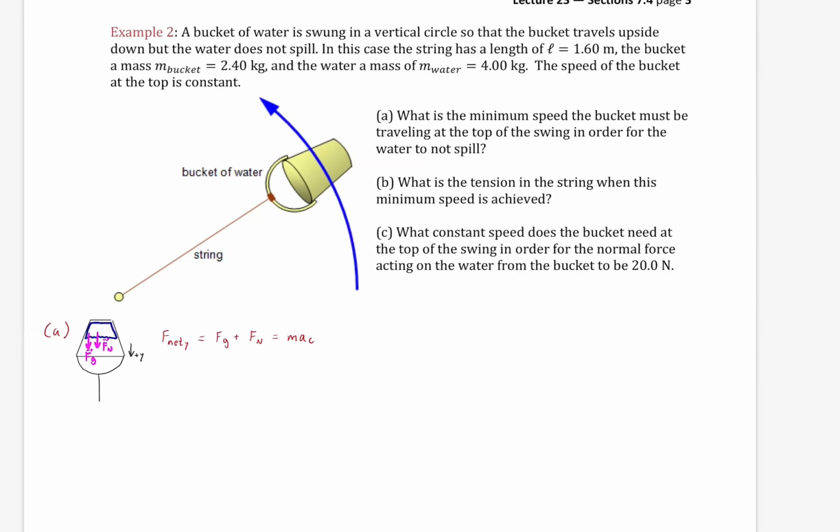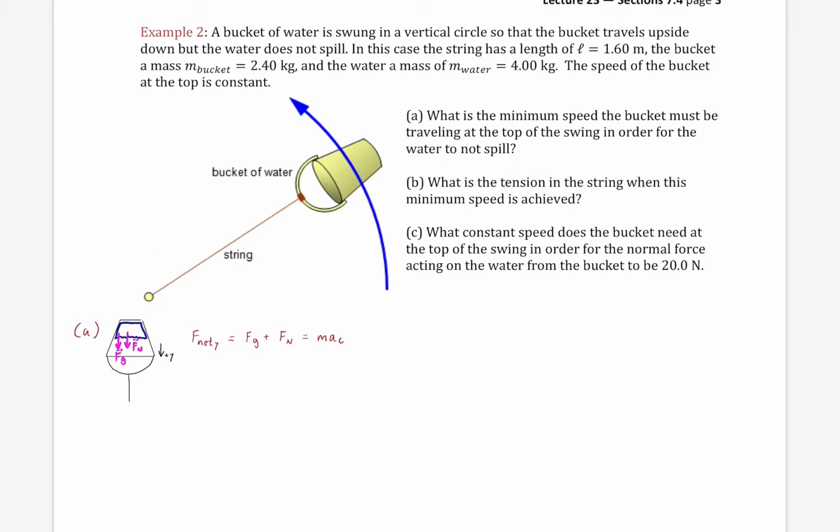Example 2 is definitely a non-uniform circular motion problem, although it's kind of a simple idea. It's like just swinging something through the top of a loop. But we're only concerned with the forces at the top, and at that moment in time, velocity is constant. So a bucket of water is swung in a vertical circle, so the bucket travels upside down, but the water does not spill. You could definitely imagine that happening. Maybe you've done it.